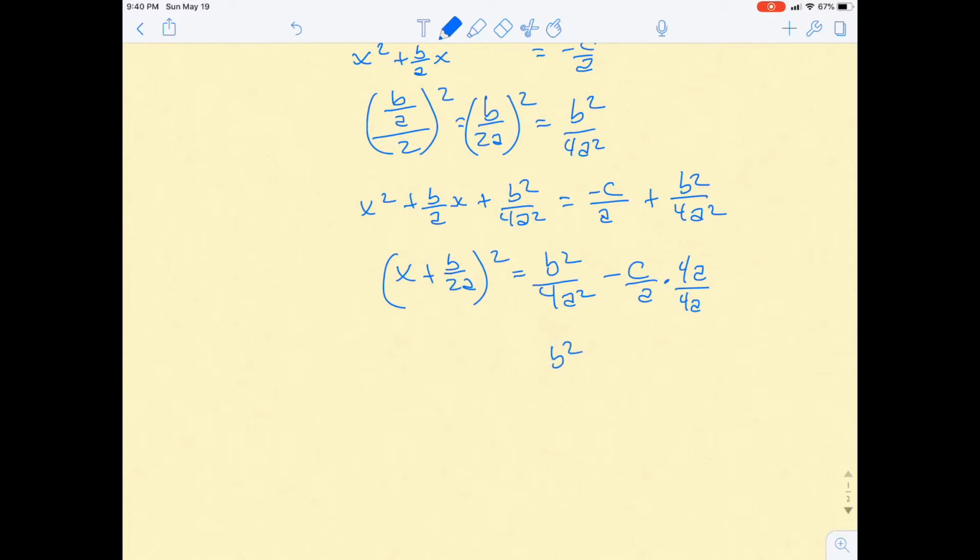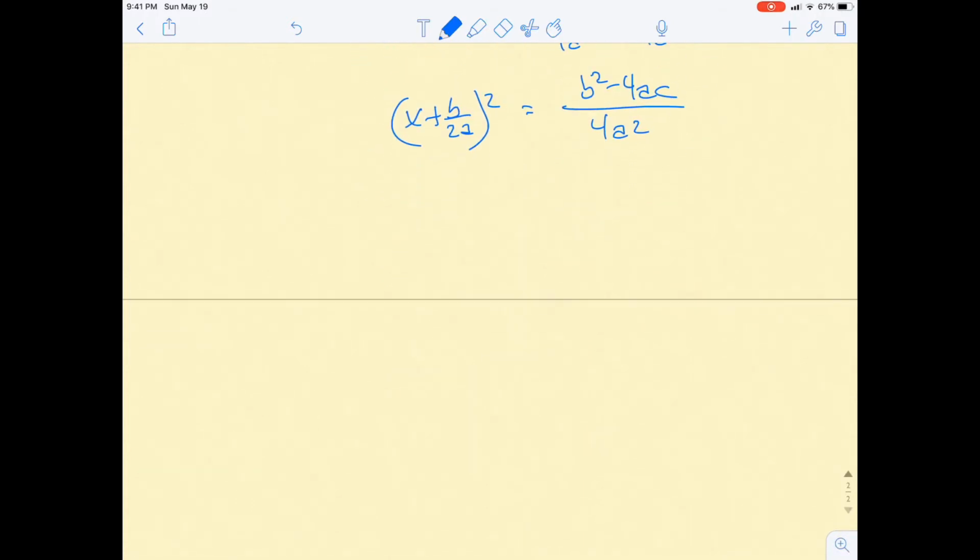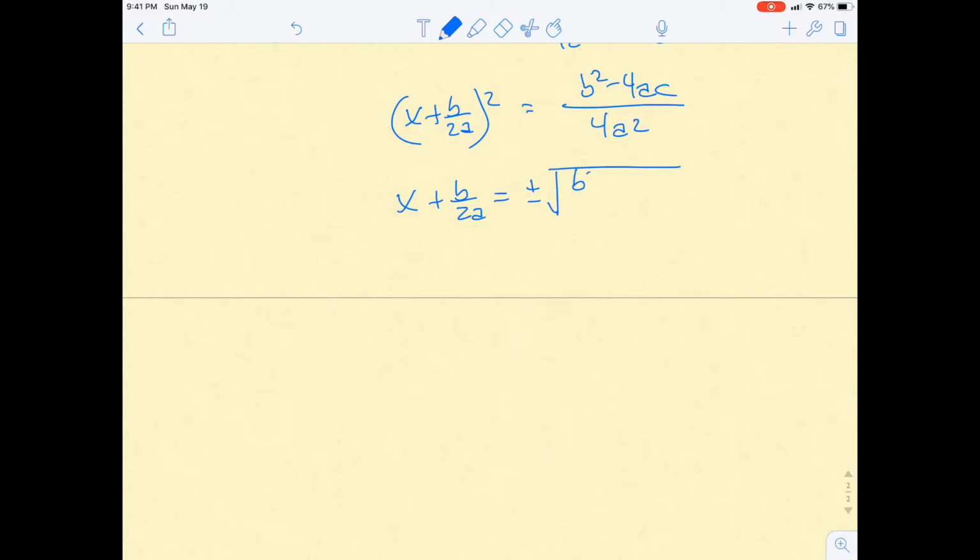And I get b squared over 4a squared minus 4ac over 4a squared, which will simplify further to b squared minus 4ac over 4a squared. Now I bring down the other side and I have x plus b over 2a squared. Now I'm going to take the square root of both sides and I get x plus b over 2a equals plus or minus the square root of b squared minus 4ac all over 4a squared.